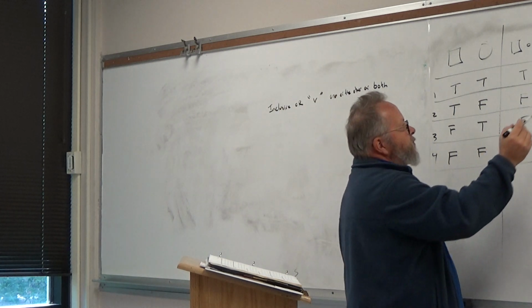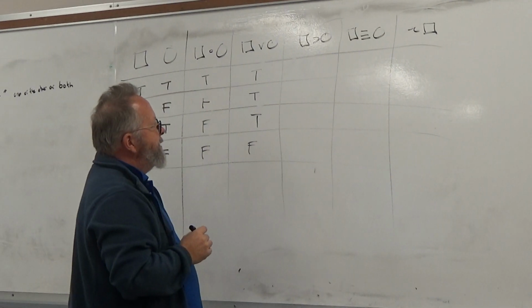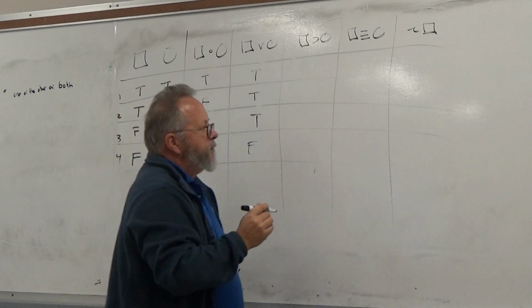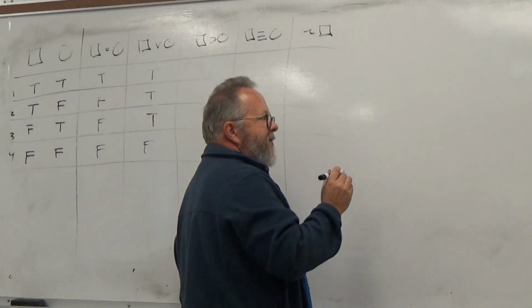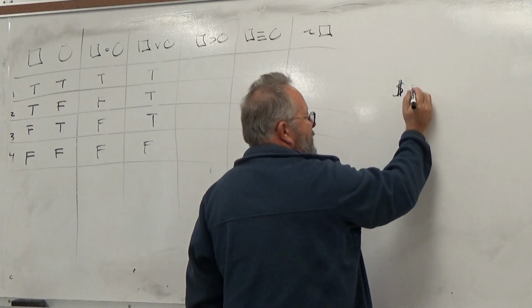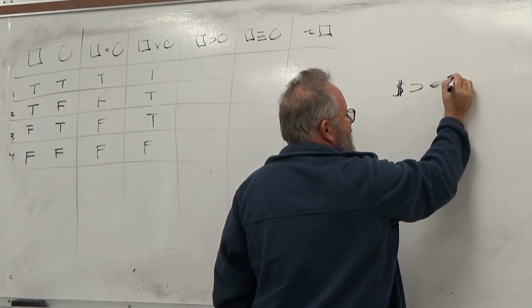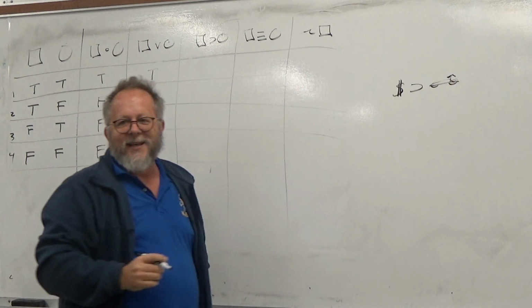Okay, now this one, the conditional, I'm going to explain a bit differently. So suppose I say to you this: if I win $1 million, that stands for $1 million, then I'll buy a Lamborghini.